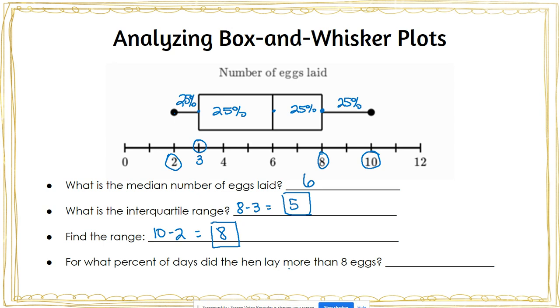If I want to know what percent of days the hen laid more than 8 eggs, 8 is here, and there's only one section of 25% above 8. So the hen laid more than 8 eggs 25% of the time.